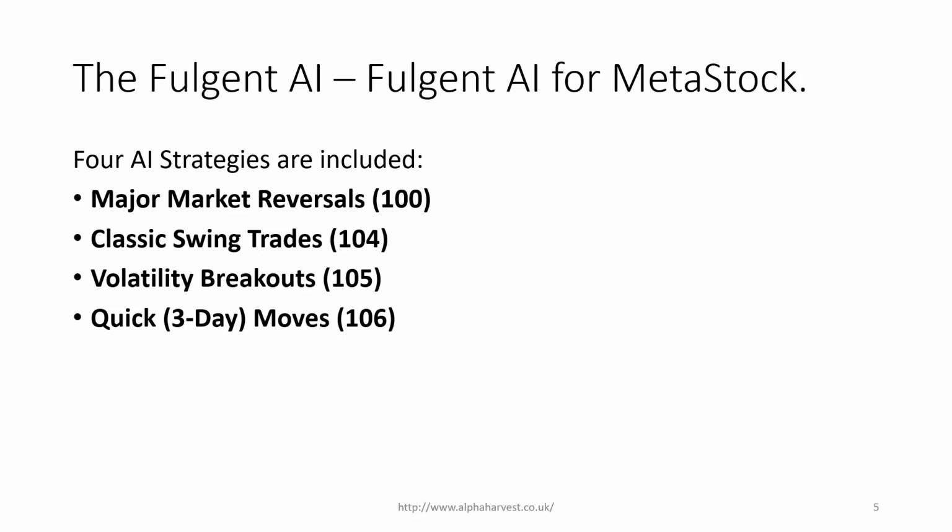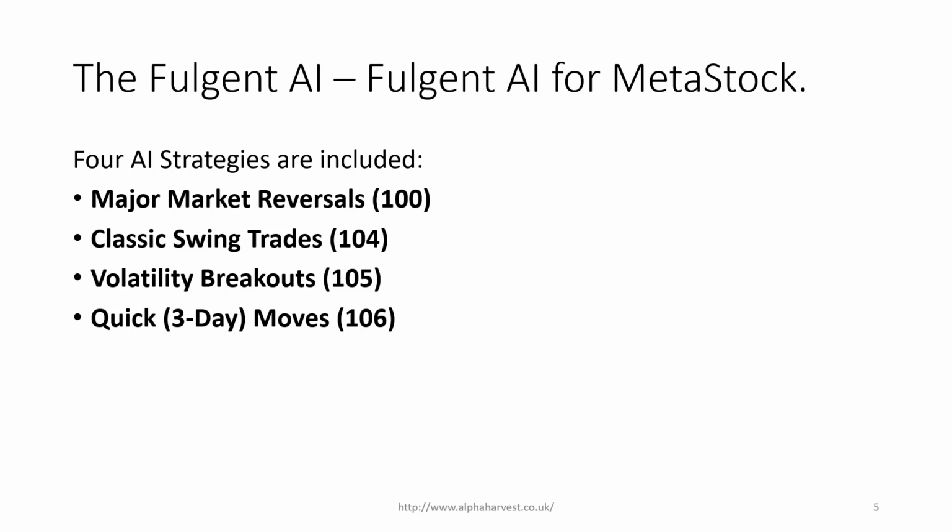Volatility breakouts, this is where the AI is expecting a huge move in the direction of the volatility. And then the other one is the quick 3-day moves, also fantastic swing trades, ideally for options or spread betting, etc.